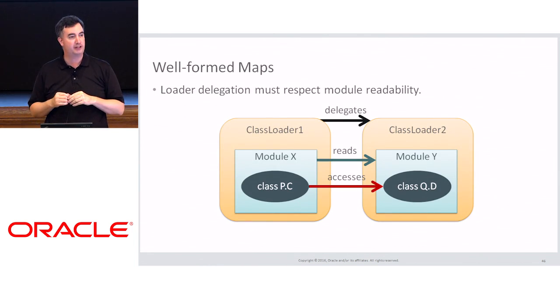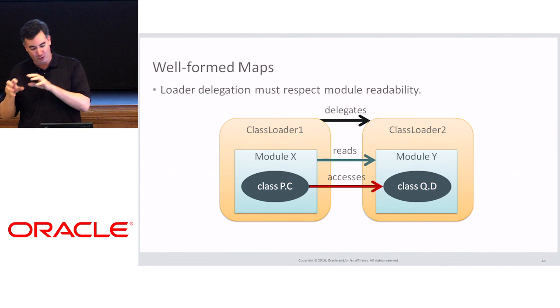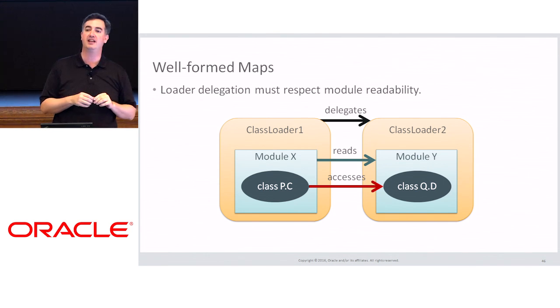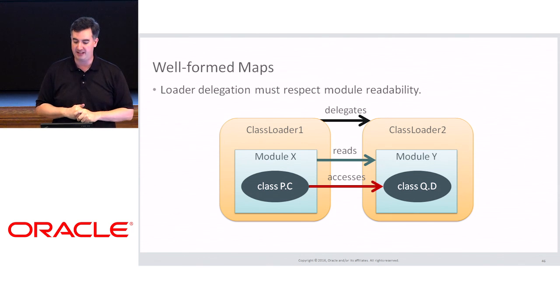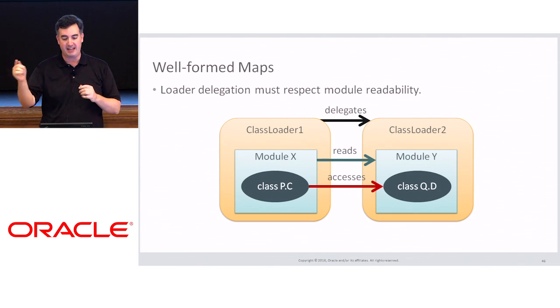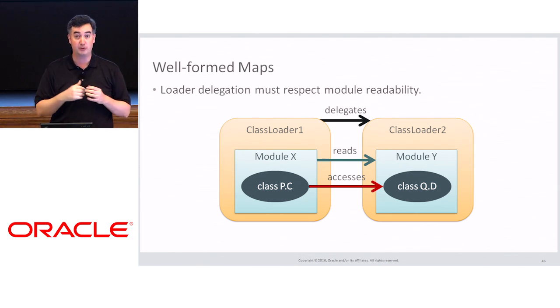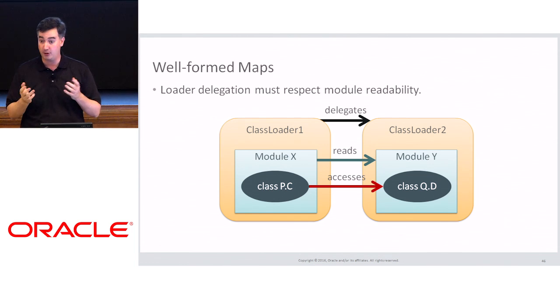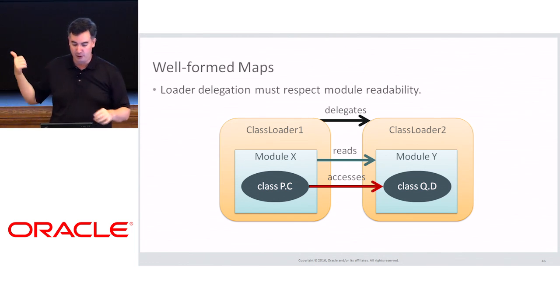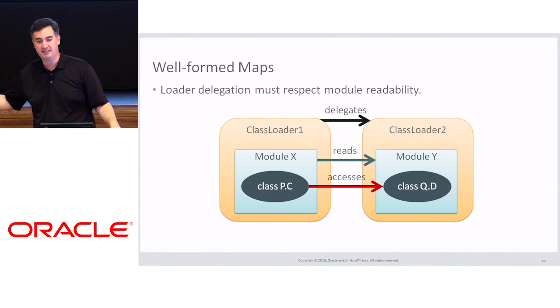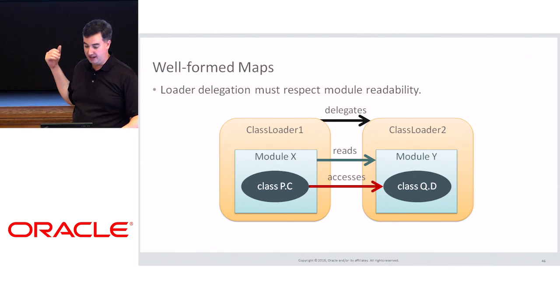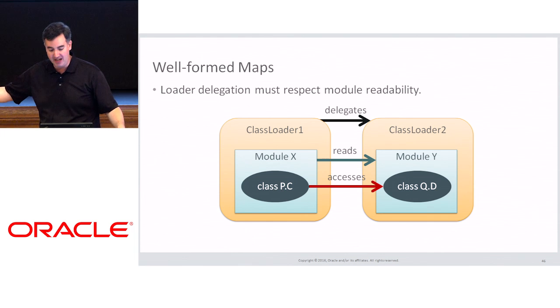The mapping from modules to loaders has one more constraint that's not practical to check because it concerns how loaders behave at runtime, but we expect class loader authors to obey it anyway. It's that loaders must delegate to each other in accordance with the reads edges of the module graph. The reason is obvious. If module X reads module Y, then in order for X's classes in one loader to access Y's classes in another loader, X's loader must delegate to Y's loader.